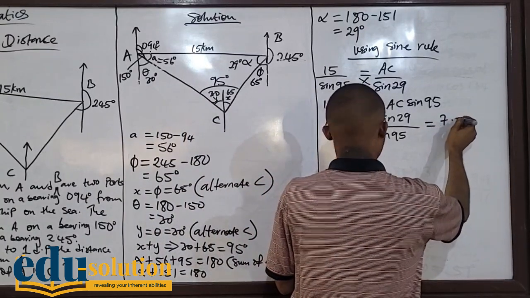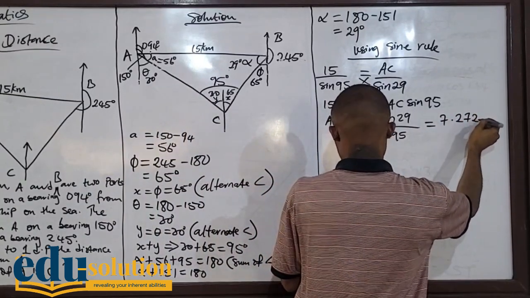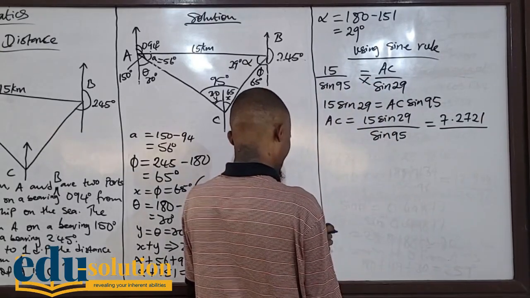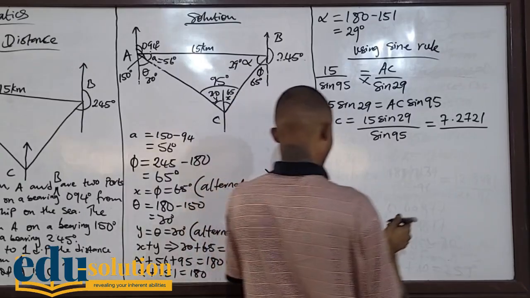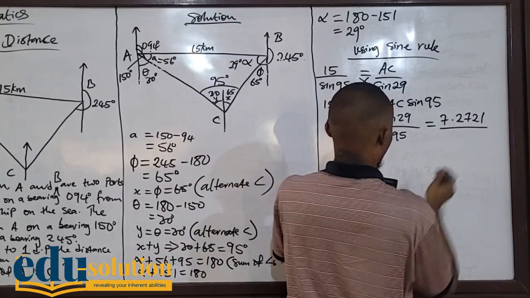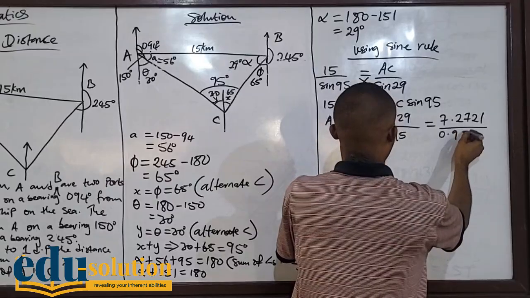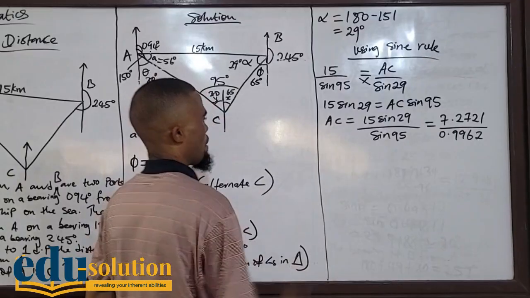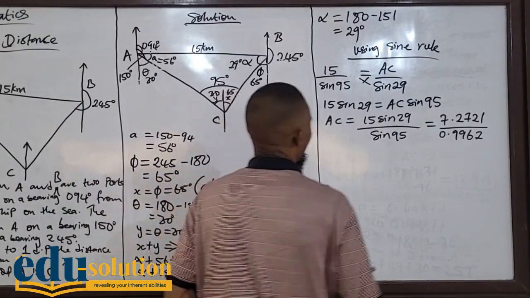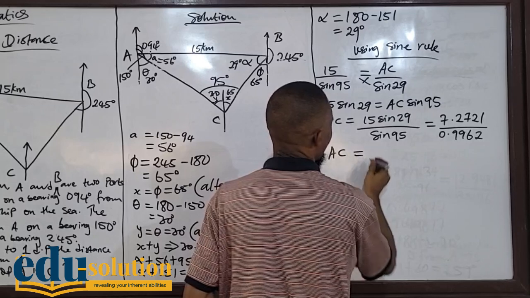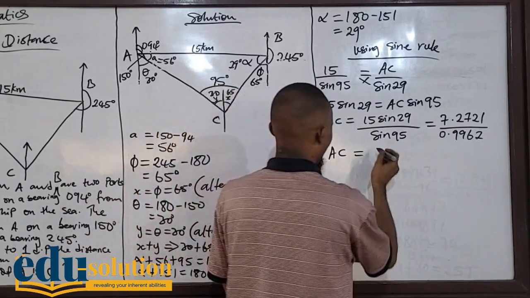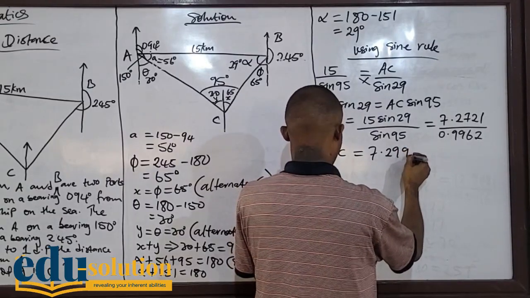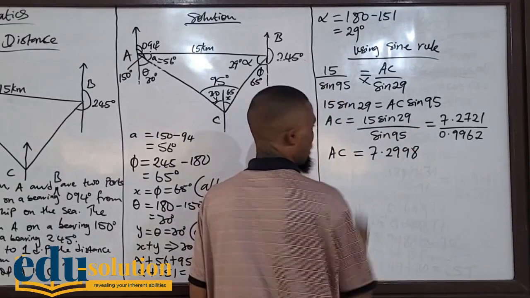So at the end, if you press that in your calculator, you are going to be having 7.2721 over sine 95, that we have 0.9962. Okay. Now this is our result. What we do now, we will now have our AC is equal to this divided by this. So this is what we are having, which is 7.2998.